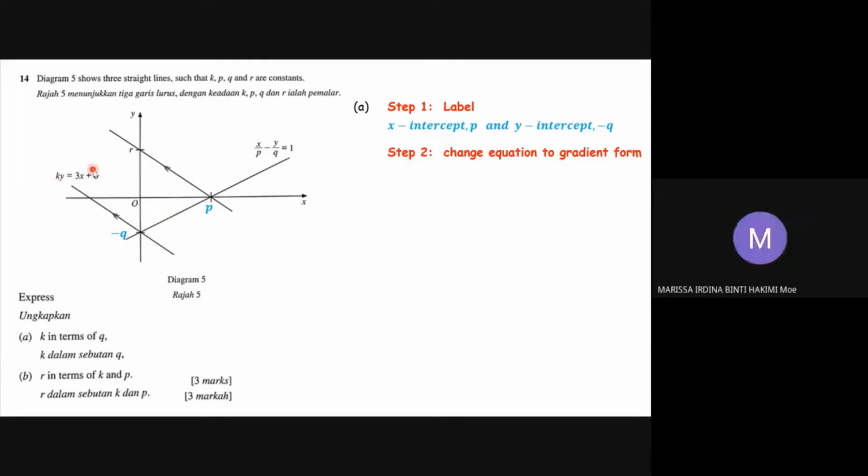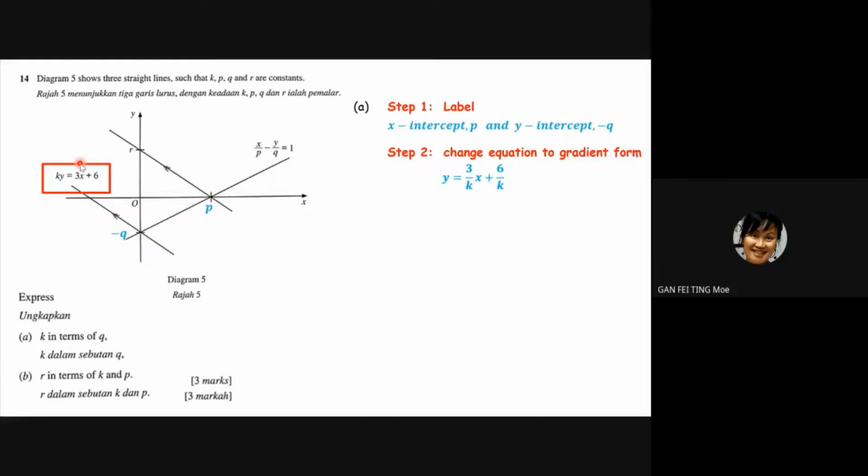y equals 3 over k x plus 6 over k. Very good. Is that Melissa? I know that you are my supporter. You are the only supporter that I have whenever I go. Okay, so y equals 3 over k x plus 6 over k.